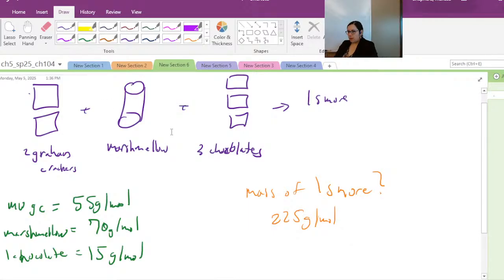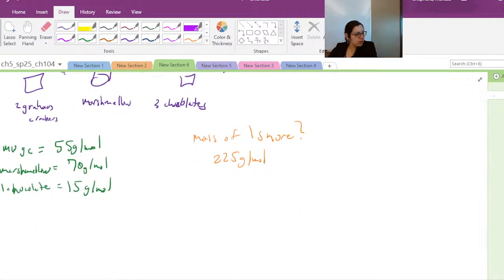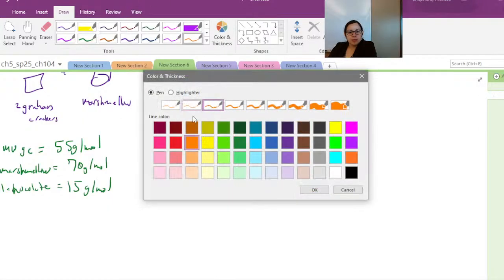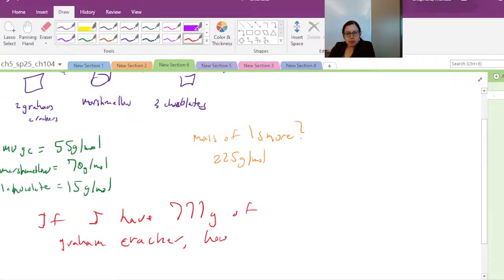And so now let's try the types of problems that we'll see, again, with chemicals. And so you can do it with marshmallows, you can do it with chemicals. And so now let's say, if I have 777 grams of graham crackers, how many s'mores? So what steps do you have to do now for this one?